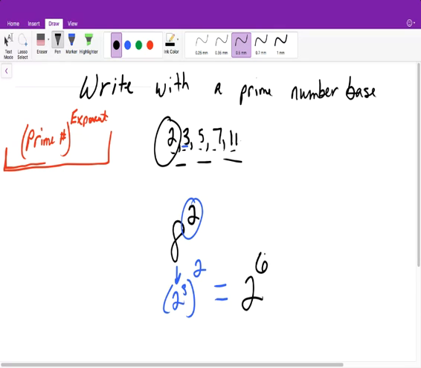Right? You don't actually have to simplify and figure out what the numerical value is because it says write with a prime number base. It doesn't say simplify. If it said simplify, then we would actually have to go ahead and say that this is equal to 64. All right? But it just says rewrite as a prime number base, and that is your final answer. All right? If you have any questions, let me know. There's one more section in this video that we're going to go over.